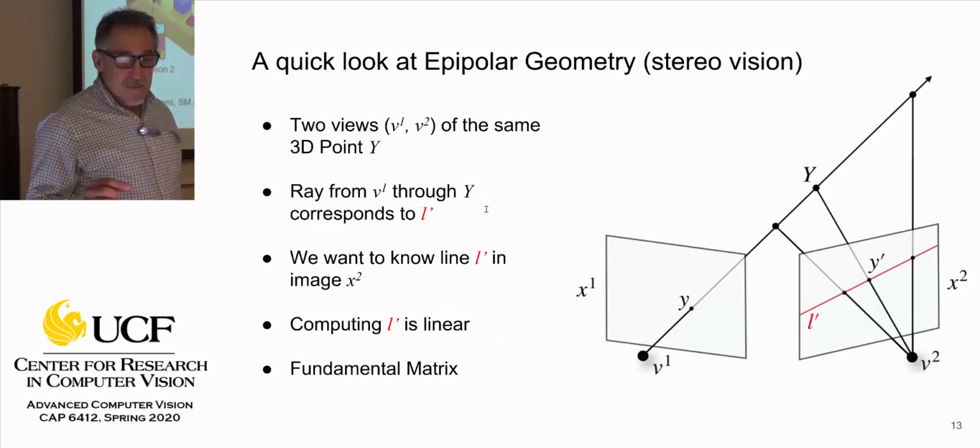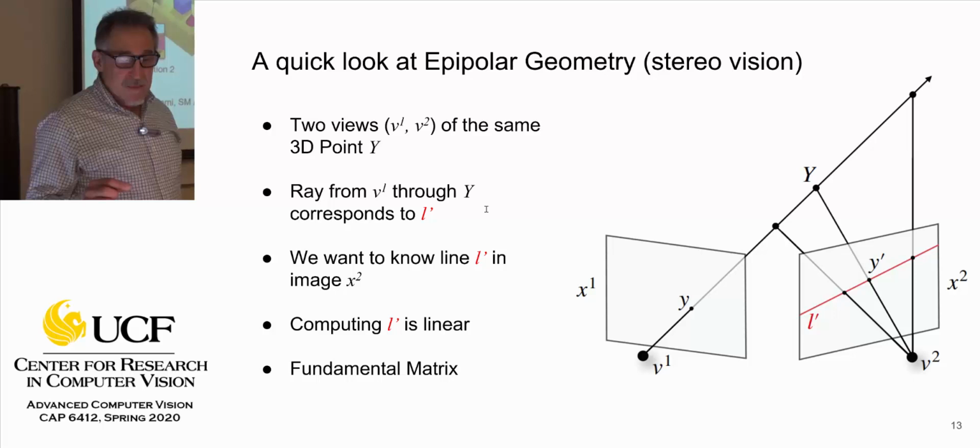So let's take a quick look at epipolar geometry. This is key to the method, and it's really one of the core components of how stereo vision is calculated. Essentially, if we imagine 2 views looking at a spot in 3D space, a point in 3D space, which is our y, and then we have these 2 images corresponding to the 2 views, which are x1 and x2. If we have a ray running from v1 to y, it crosses our x1 image at point y.